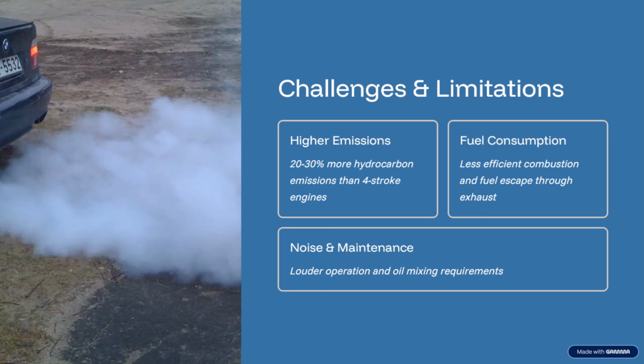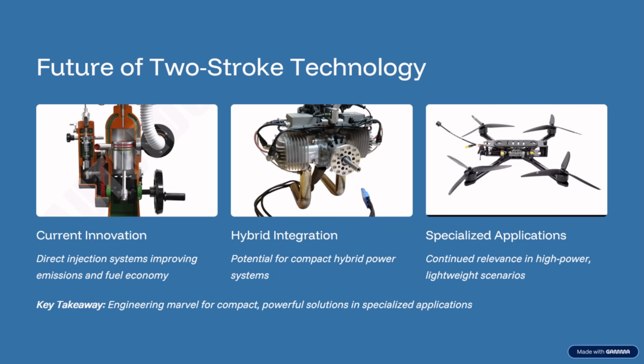But the challenge is emission. It has high emission, 20 to 30% more hydrocarbon emission than a four-stroke engine, and then the fuel consumption. Yes, less efficient combustion and fuel escapes through the exhaust. That's the true reason actually. It makes smokes. Okay, future of two-stroke technology: current innovation, direct injection system, hybrid integration, potential for compact hybrid power systems, and specialized applications, continued relevance in high power, lightweight.